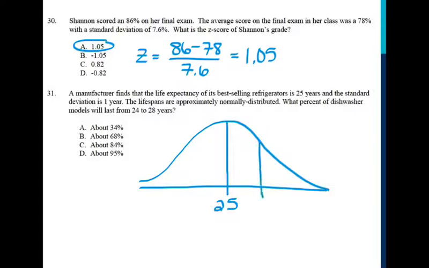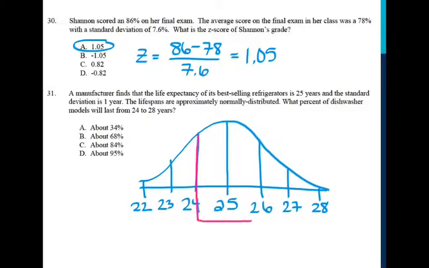And then the standard deviation is 1, so I'm going to add 1. So that's 26, 27, 28. And I'm also going to subtract 1. So your normal distribution has 3 standard deviations in both directions. And what I'm looking for is 24 to 28 years. So I'm looking from here to here. So I need to know what those percents are.